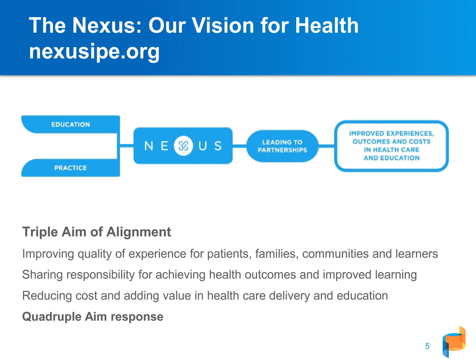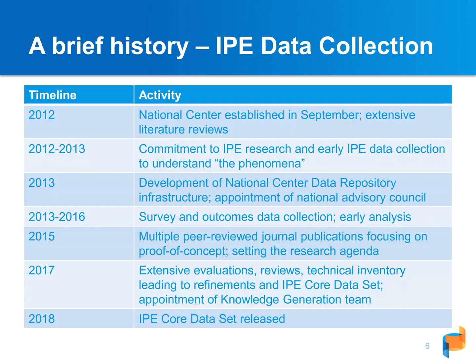And as you see, the key emphasis since the inception of the National Center and our work together has been the triple aim. And of course, as the evolution of the quadruple aim has occurred, you will see that reflected in the core data set we shared today.